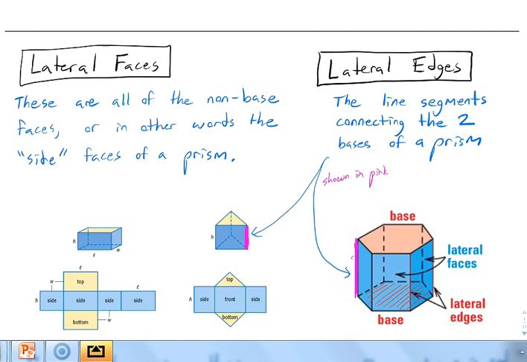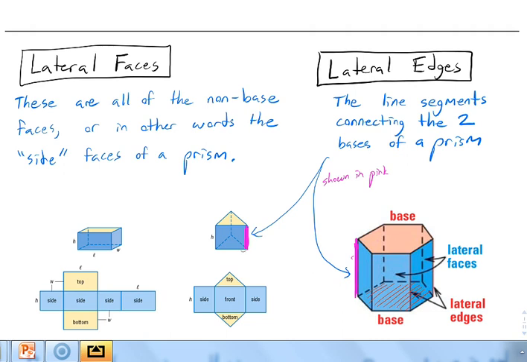So if I unbox this, cut up this Amazon box and opened it up, you would get the top here and the bottom here. Those would be our two bases. They have to be congruent and parallel. And then the rest of these faces would be the side faces. Those would be the lateral faces.